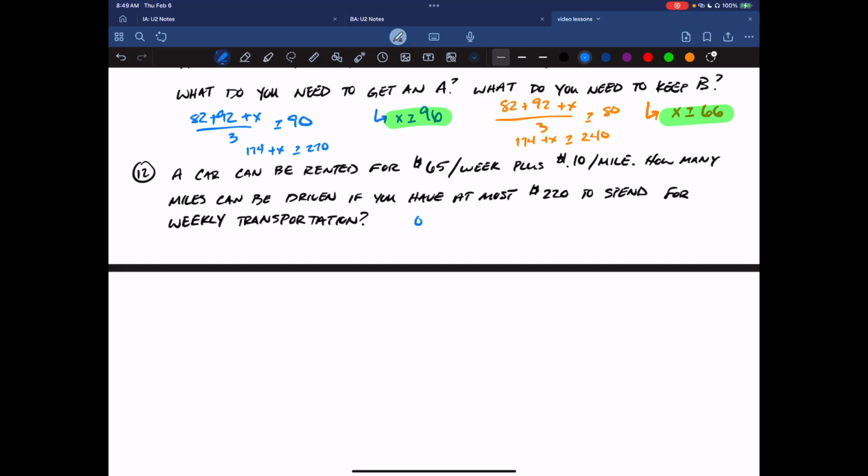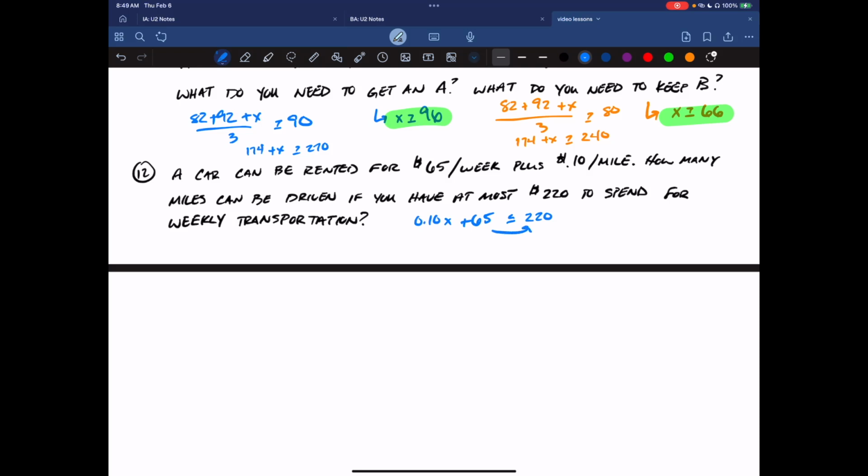So I've got 0.10 times x plus 65. 65 is non-negotiable, and I have at most $220, so I can't spend more than that. So that's going to be less than or equal to 220, because I can spend 220, but I can't spend more than that. So this is how I set it up, and then you solve.